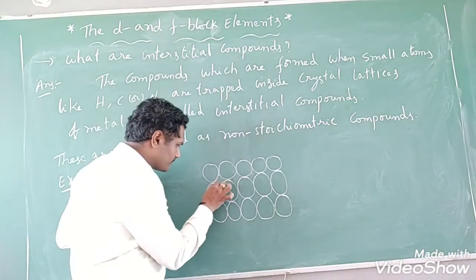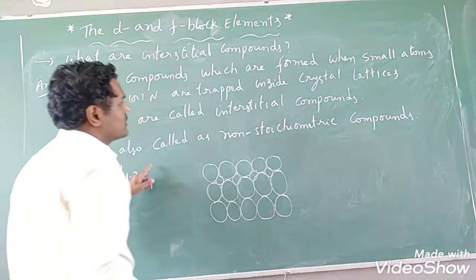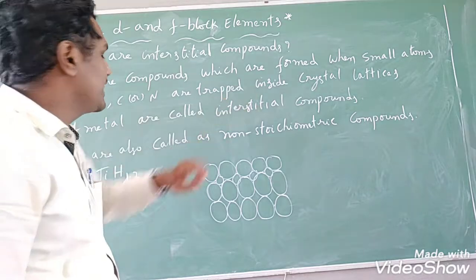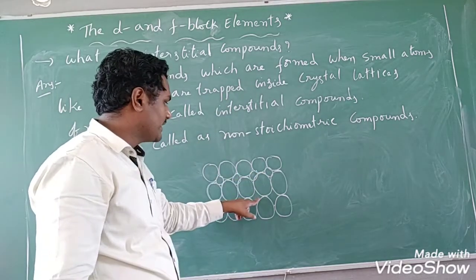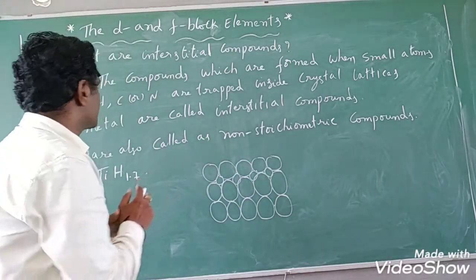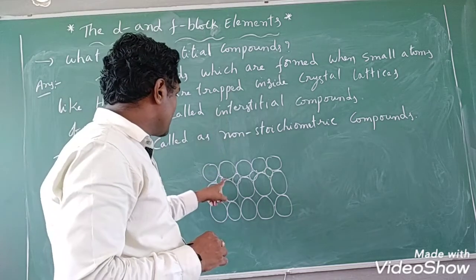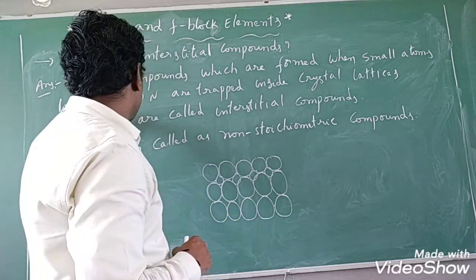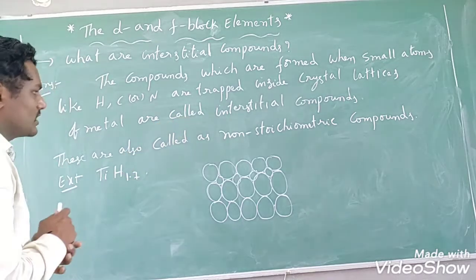These are the gaps. These gaps are filled by small atoms like hydrogen, carbon or nitrogen trapped inside crystal lattices of metal. These we can also call as voids. These voids are occupied by small atoms. Then only we can say such type of compounds are interstitial compounds. Interstitial positions means those gaps are occupied by small atoms like hydrogen, carbon and nitrogen. So because of that reason we are calling these interstitial compounds.